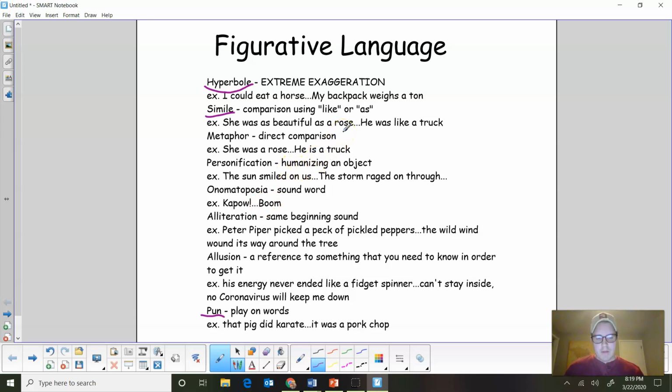So I'm going to come back with a math lesson for you later today that you can do as well. It's going to involve your Go Math book.